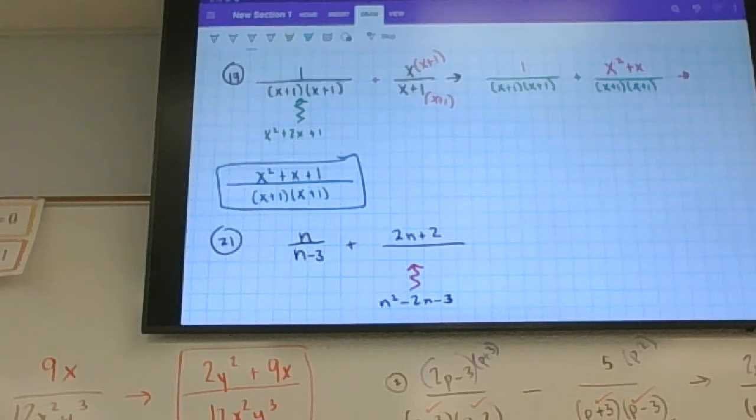Can you factor n squared minus 2n minus 30? For 19, the denominator is x plus 1 squared. I didn't write it like that, I just wrote it. Can you factor that? Well, on the second denominator on number 21.